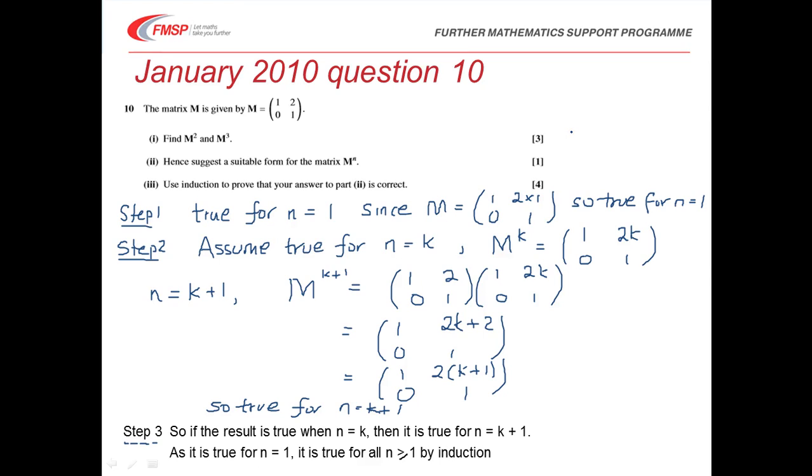So we've looked at 2 or 3 examples on induction. So what I suggest you do is just have a good look through the papers and do as many of these questions as you possibly can. So we'll end here.